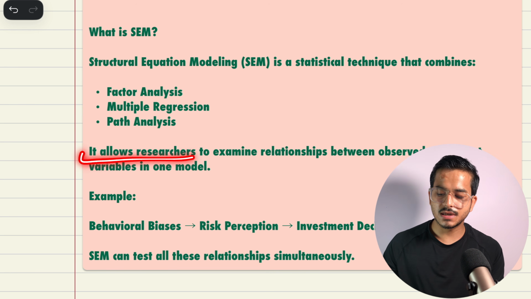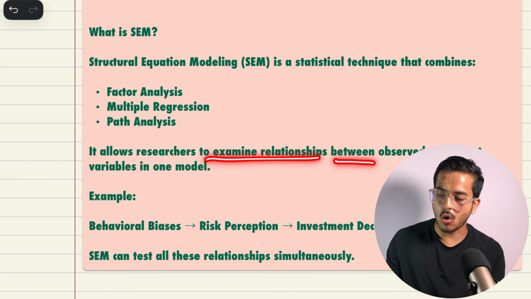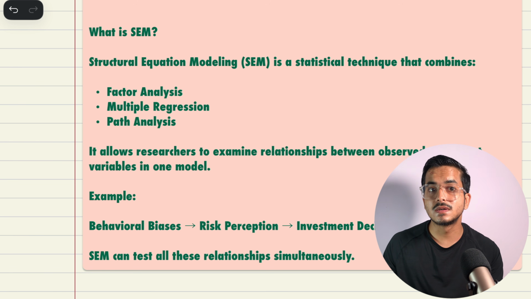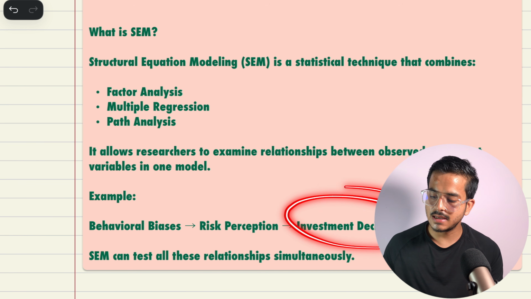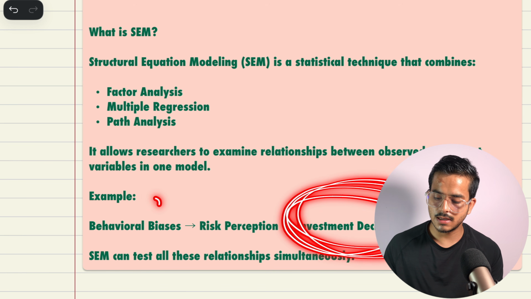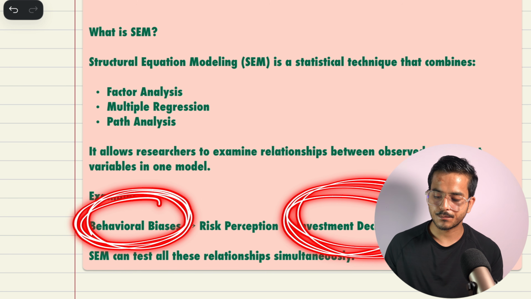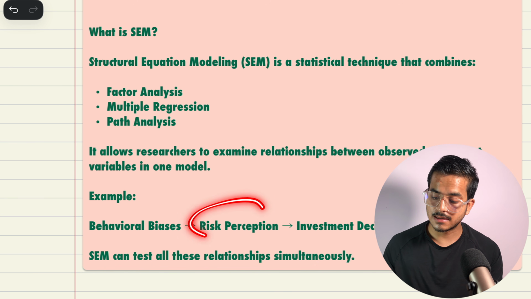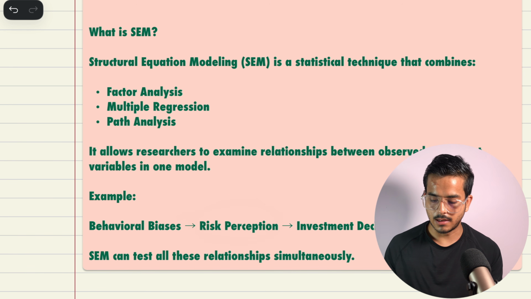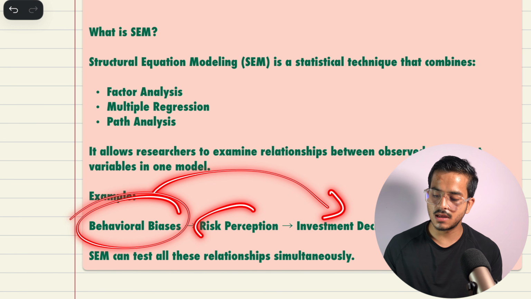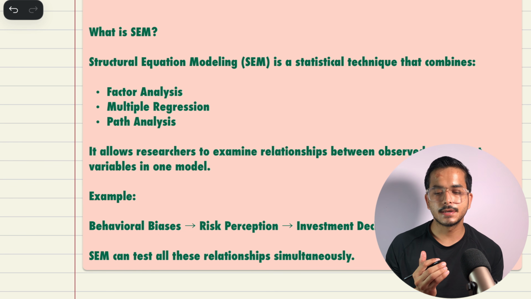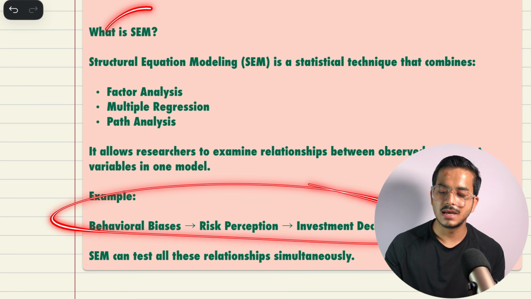It allows the researcher to examine relationships between observed and latent variables. For example, here investment decision is being observed, and this is being tested to find its impact on this, and here comes mediation. So this is not a simple IV-DV. There is mediation involved, and there must be different types of indicators involved. That is why we use SEM.